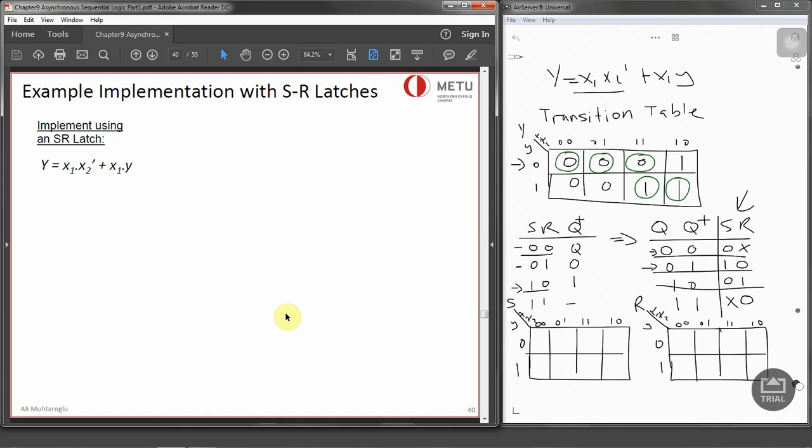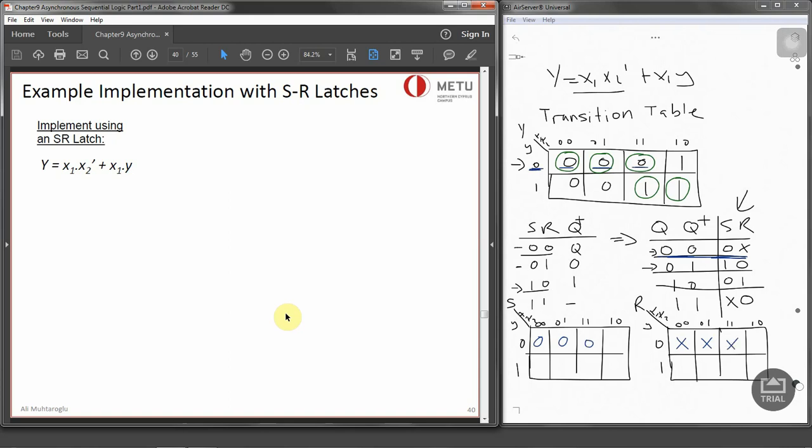Now, let's change the color first. The present state is 0, next state is 0. So the present state is 0, next state is 0 means S is going to be 0, but R is going to be X. So 0, X. Then the present state is 0, next state is 0. It's still the same case, 0, X. Then again present state is 0, next state is 0. That's still 0, X.